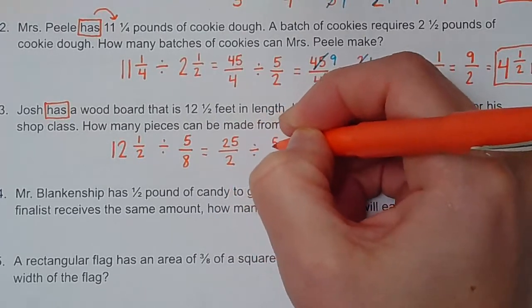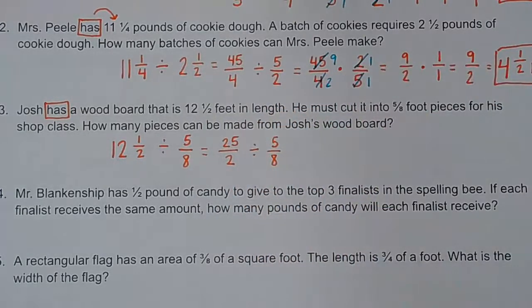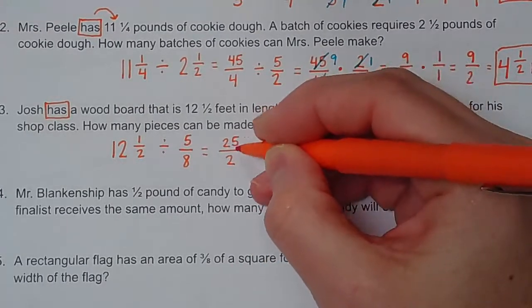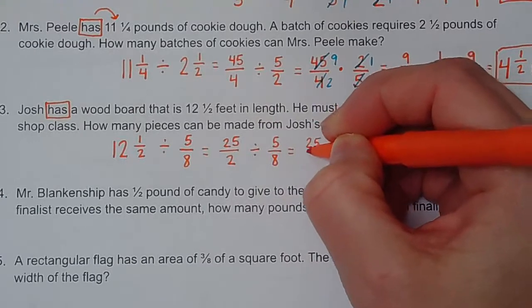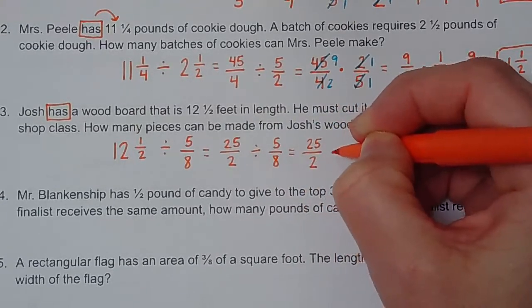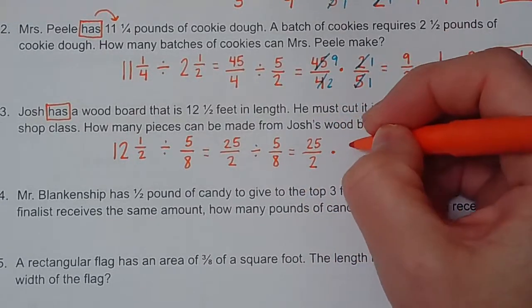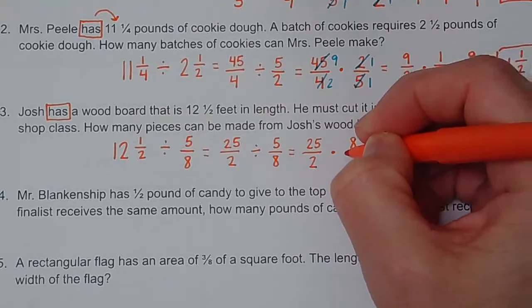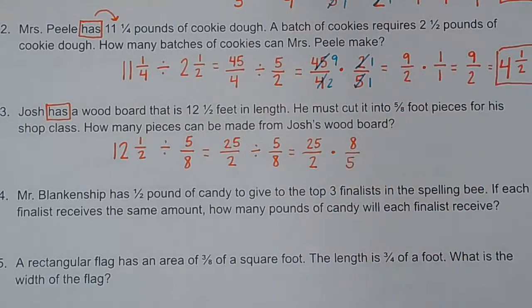And I just want to rewrite it. Okay? Now that things are in fraction form, I can keep, change, flip. So I'm going to keep 25 over 2 the same, change division to multiplication, and then flip 5/8 to 8/5. Okay? I can cross cancel.